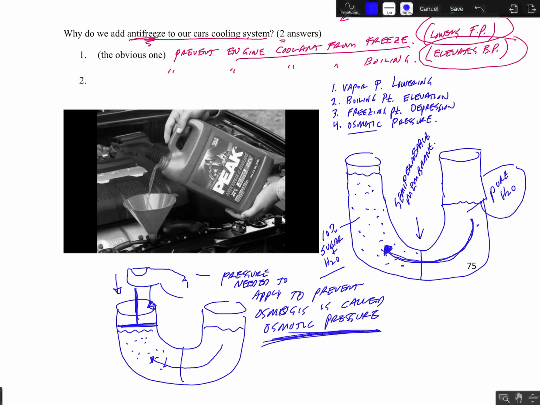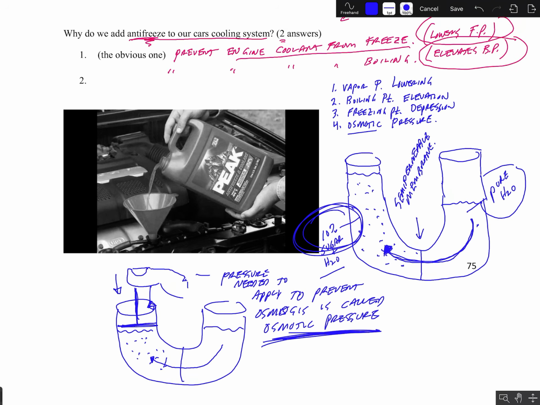And it shouldn't be surprising to you that it depends upon the concentration of the solute, not the type. So I could replace that 10% sugar water with 10% ethylene glycol in water, or 10% sodium chloride ions in water. And the osmotic pressure would be exactly the same. Remember, colligative property depends upon the number of particles, not the type of particles dissolved in my solution.